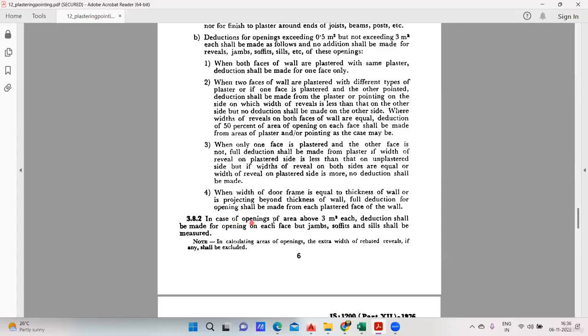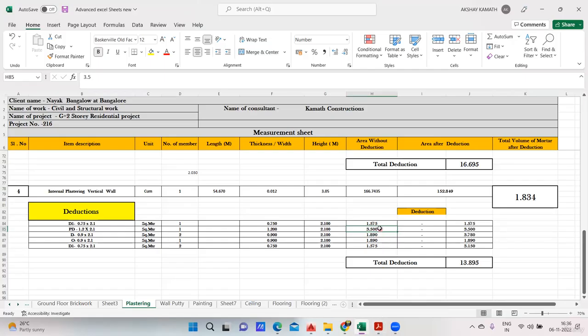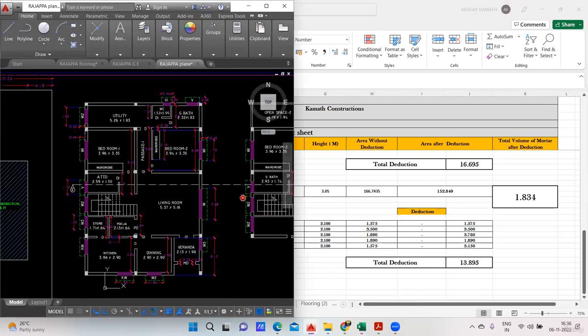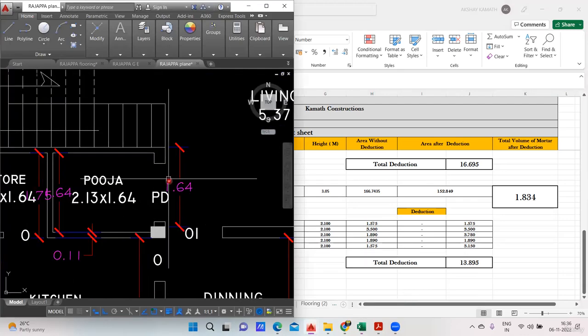So in case of opening of area above 3 square meter, deduction shall be made for opening on each face. It means that if your area is more than 3, so here I'm getting 3.5. In that case, this is especially for the puja room I've taken. When I go to the puja room, I need to consider 2 times, that is, one puja door on this side, another on this side. So 2 times I need to consider.